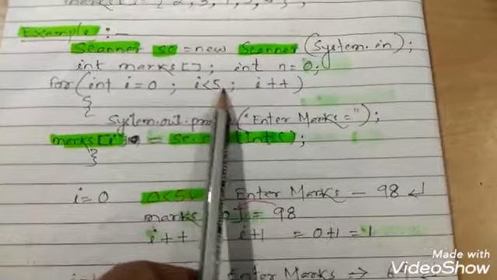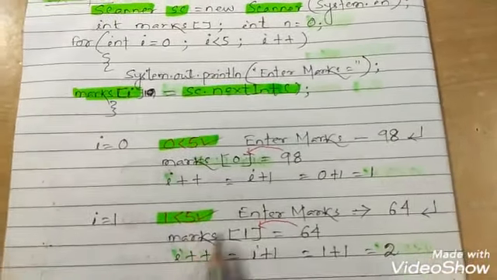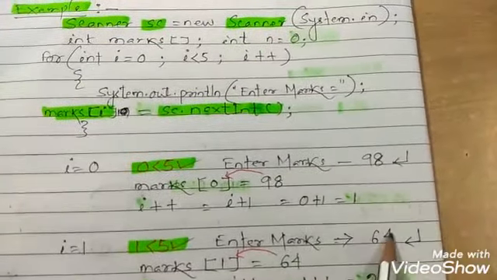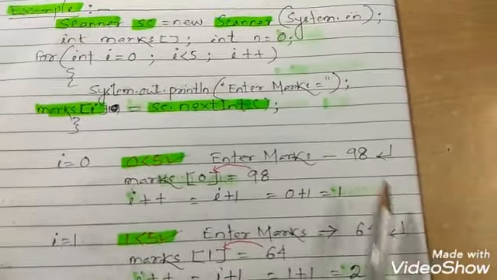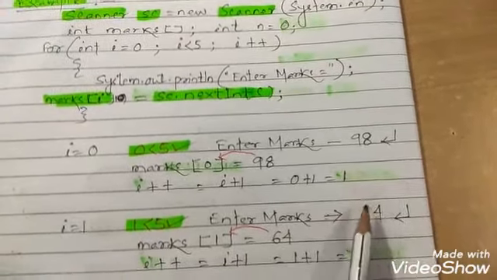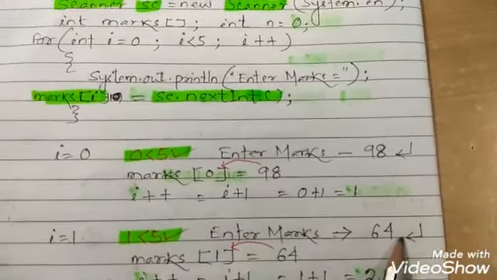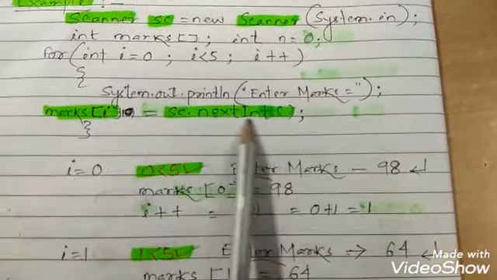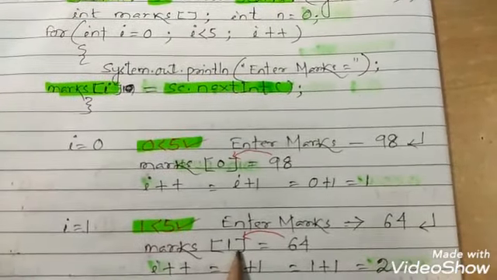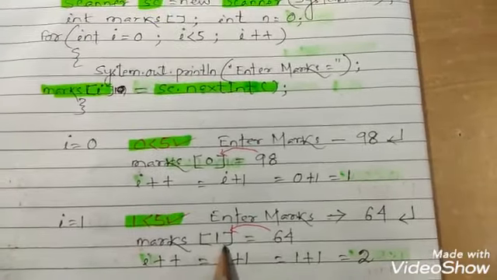Then is 1 less than 5? i's value is 1. Is 1 less than 5? Yes. Then again it will display enter marks. Then you are going to, for example, enter 64. You see here it is 98, 64. It is not 99, 100, 101 serially. Any numbers can be entered. 64 you have entered. Exactly like that, sc.nextInt will read that 64 and put it in the i's place. What is the value of i? That is 1. In 1's place 64 will be entered.